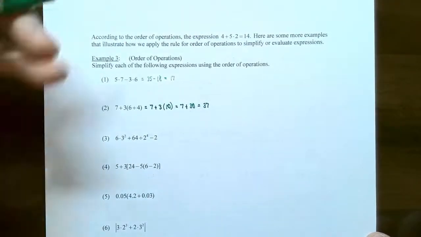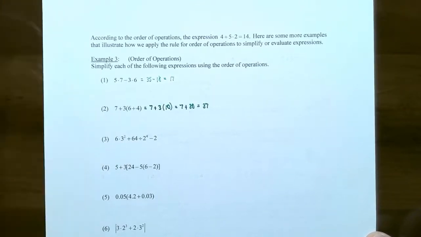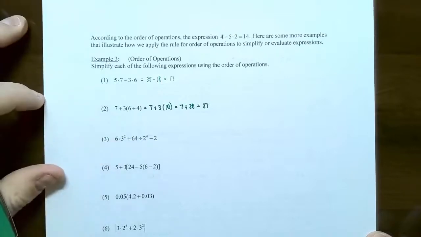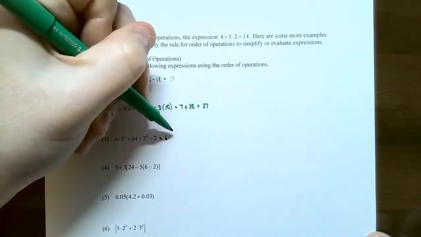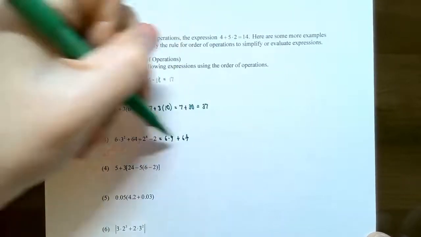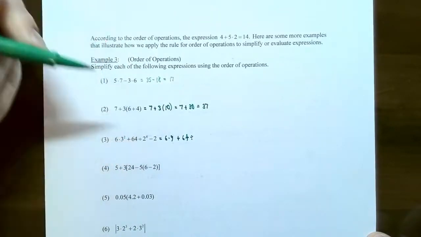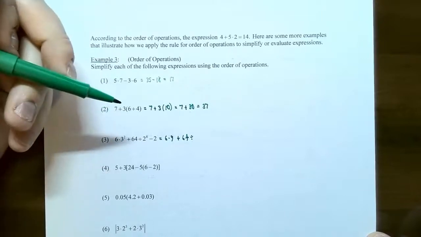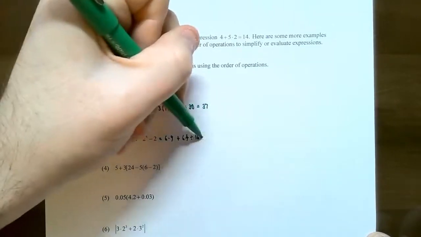Okay, number 3. This time we have multiplication, addition, division, and exponents. Which of the operations should we be doing first? Well, I don't have any grouping symbols, so I don't have to worry about that first step, but I do have exponents. So let's do the exponents first. 6 stays the same. 3 squared is 3 times 3, or 9, plus 64. Divide. We haven't done division or multiplication yet, so just keep all those operations the same. 2 to the 4th power would be 2 times 2 times 2 times 2. You have 4 factors of 2. That is 16, and then you subtract 2 at the end.